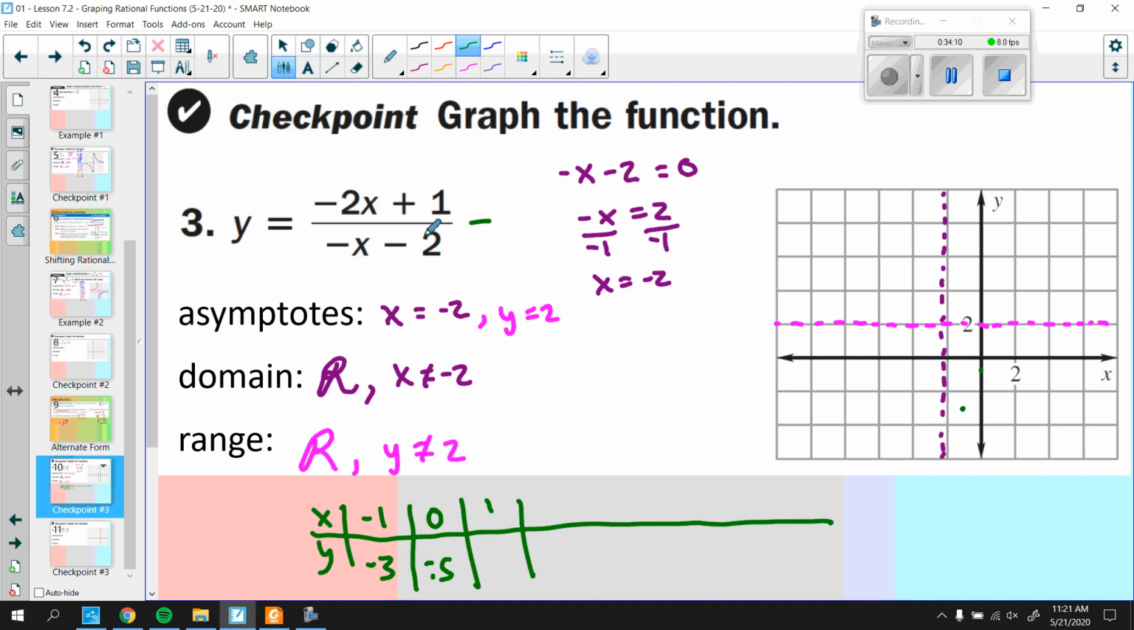Opposite of 1, I don't know why I'm starting with the denominator, but I just am. Opposite of 1 is -1, minus 2, -3. 2 times 1 is -2. Okay, plus 1.